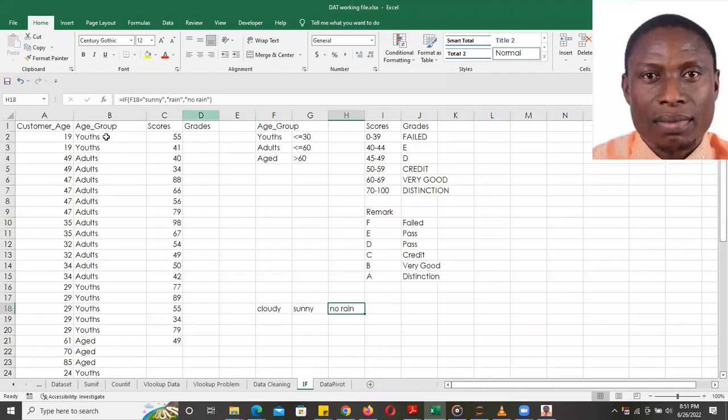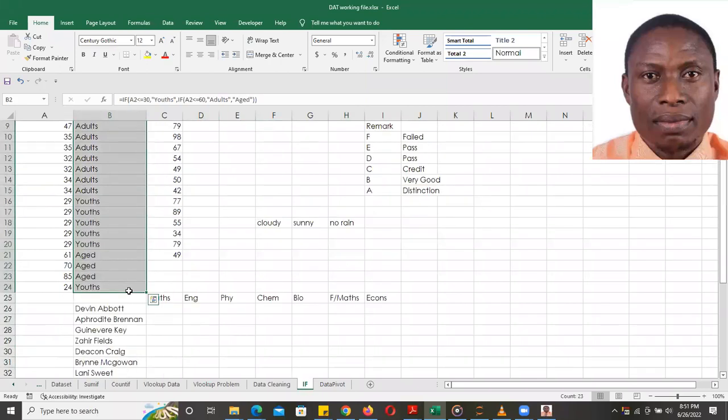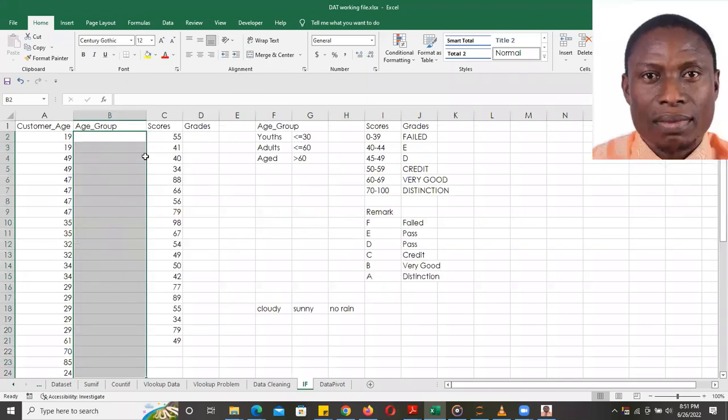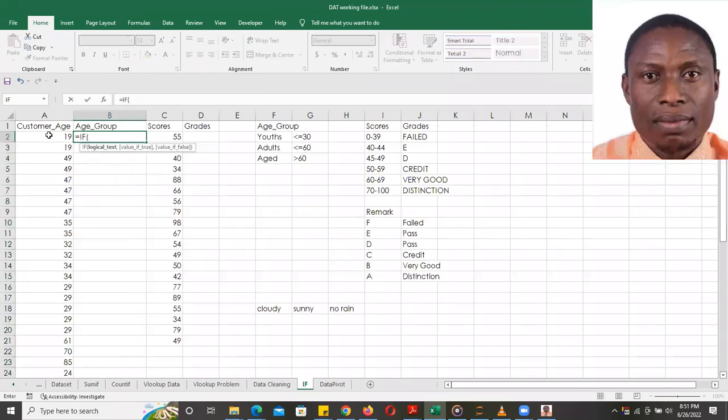So let me remove this guy and take it again. If this guy is less than or equal to 30, it is what? From our chart, it is youth. Good. Then the next one is if this guy again is less than or equal to 60, it is adult.